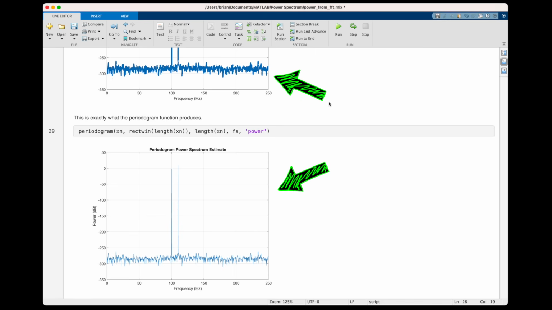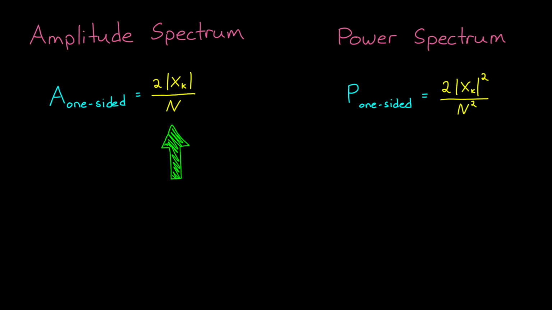So there we go, right? To get one-sided amplitude, we take 2 times the absolute value of the FFT and divide by n, and to get power, we take 2 times the absolute value of the FFT squared and divide by n squared. That's pretty easy, right? Well, kind of.